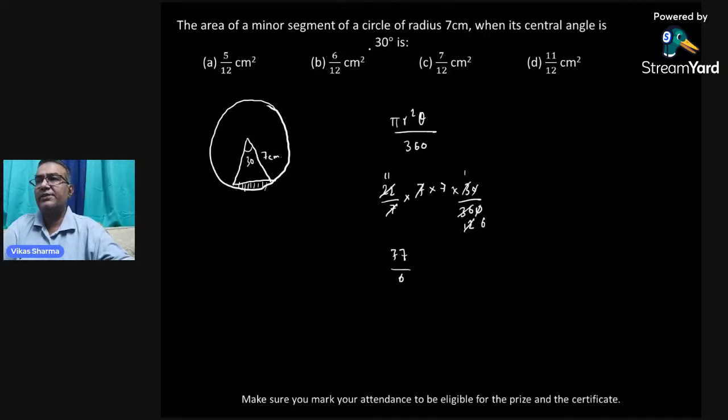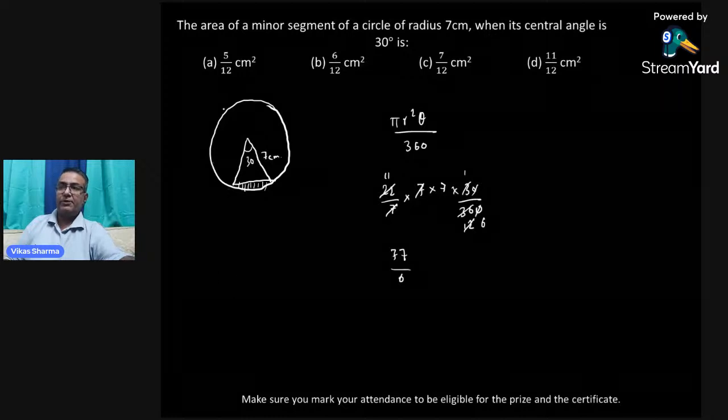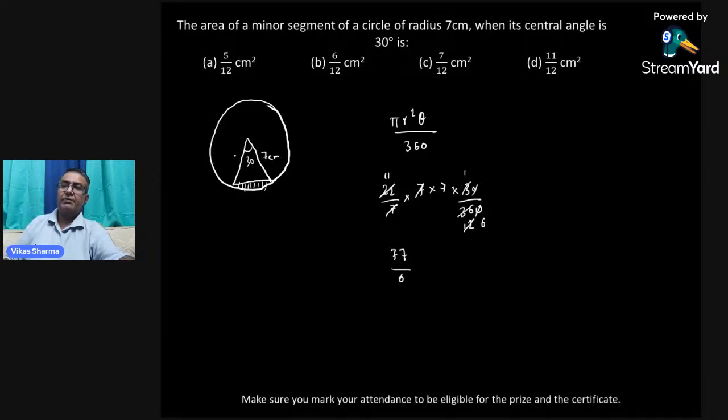Okay, anyways, when the central angle is 30 degrees, the area is 77 upon 6. And if we need to find the area of the segment, then all we have to do is reduce the area of the triangle here. The area of the sector, which is this complete thing we have drawn within the 30-degree angle, is 77 upon 6. But if we subtract the area of the triangle, then we get the area of the segment which we are after.